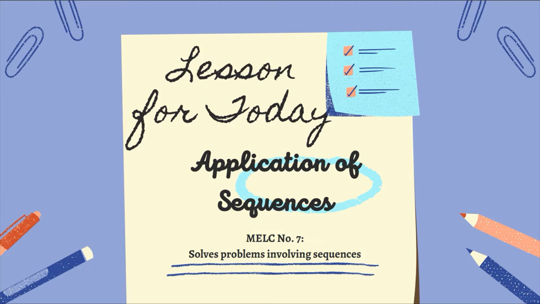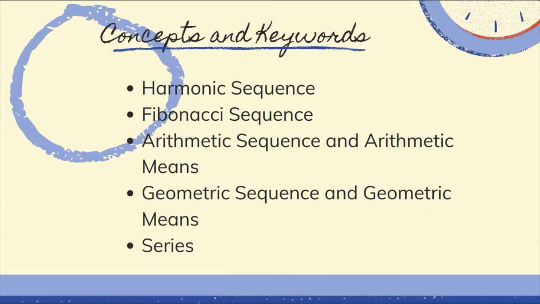So again, our lesson for today is about application of sequences, and that is most essential learning competency number 7, solves problems involving sequences. The concepts and keywords that we are going to deal with today are harmonic sequence, Fibonacci sequence, arithmetic sequence and arithmetic means, geometric sequence and geometric means, and series. Okay, so let's start with harmonic sequence.